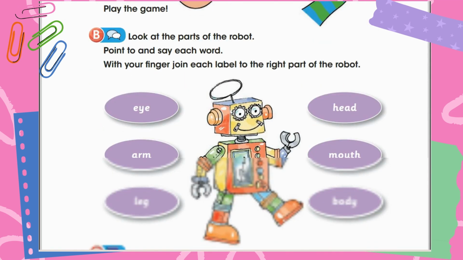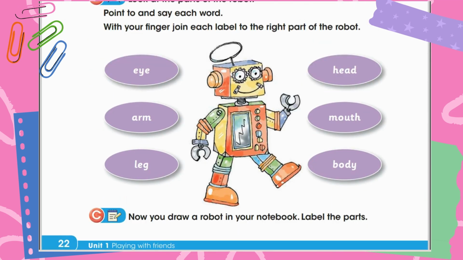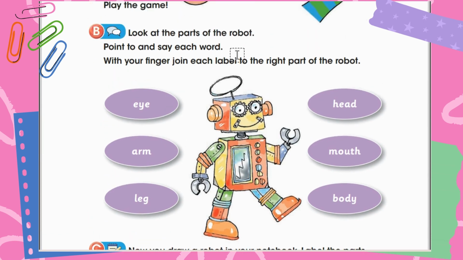Moving on to part B. Okay, that's something interesting. So here comes part B. Look at the parts of the robot, point to and say each word with your finger and label the right part of the robot. So you have to label the right part of your robot. Then point to and say each word.